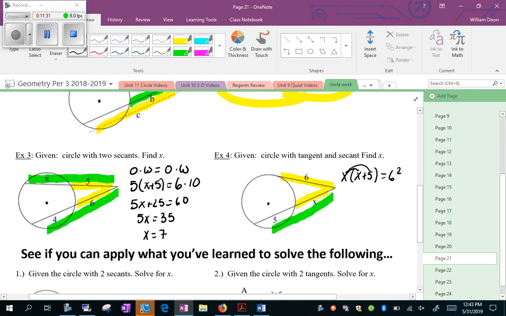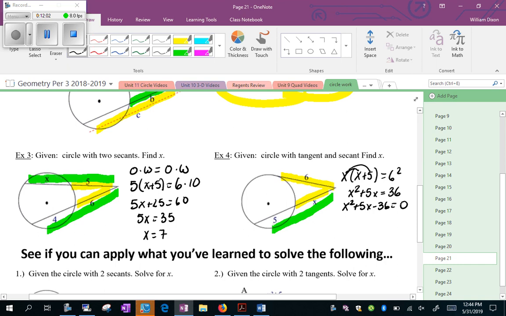So I'm going to distribute. I'm going to get x squared plus 5x equals 36. All right, now I have a quadratic. So I'm going to set this equation equal to 0. I'm going to subtract 36 from both sides. So I'm going to get x squared plus 5x minus 36 equals 0.